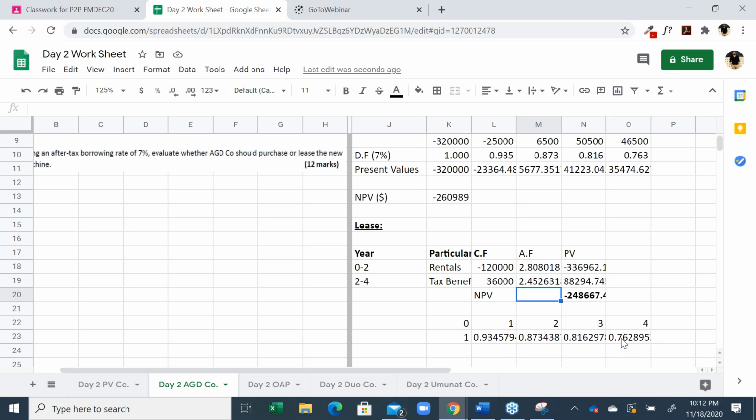So we are done with this. Yes, the comment will simply be that we should go for leasing the asset, as the cost of leasing the asset is lower than the cost of buying the asset.